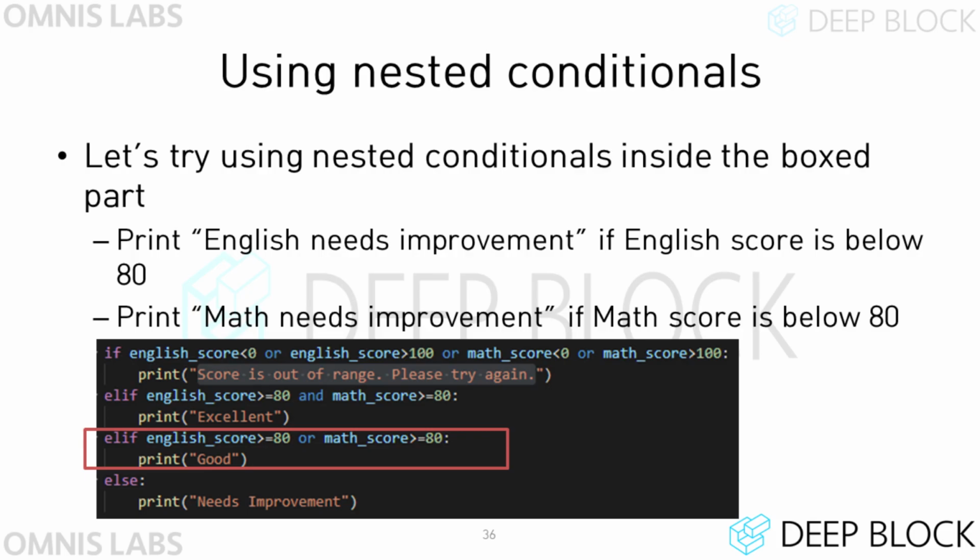Let's use this nested conditional statement to modify the code we've written so far. Let's change the second elif statement in the code on the slide. Let's create a program that prints good if the score in only one subject among English and math is 80 or higher, and then prints comments for the subject that does not exceed 80. If the English score is less than 80, print "English needs improvement," on the line after good. If the math score is less than 80, print "Math needs improvement" on the line after good. Write the code using nested conditional statements.